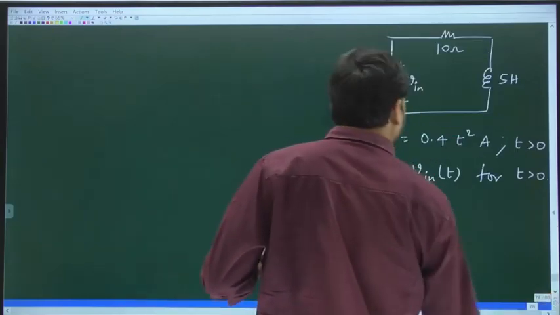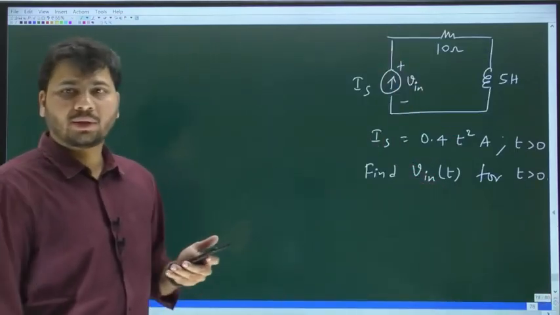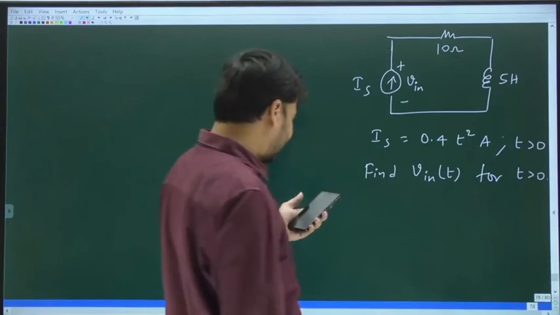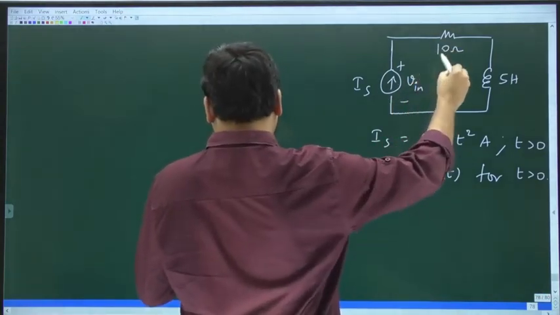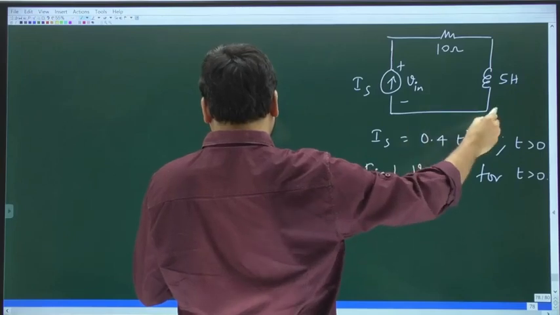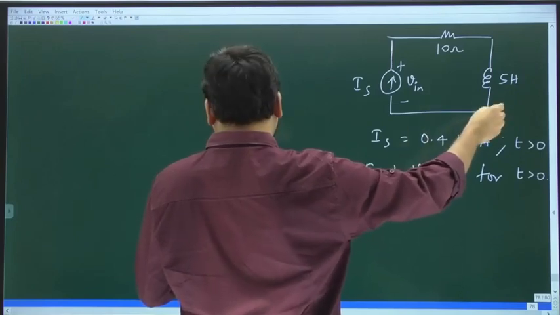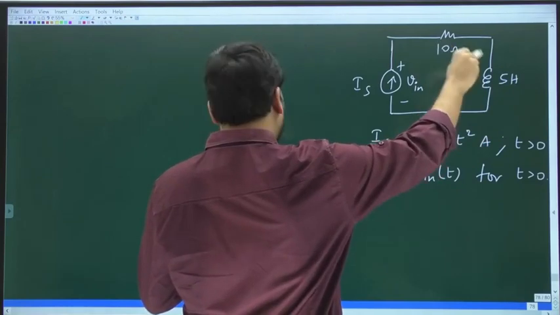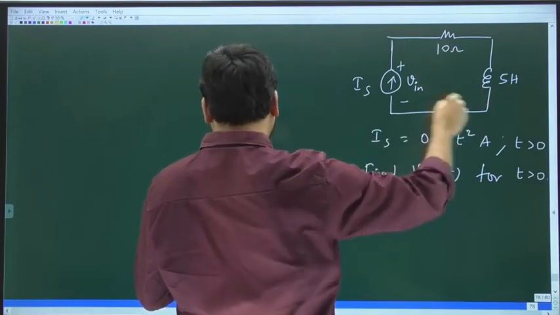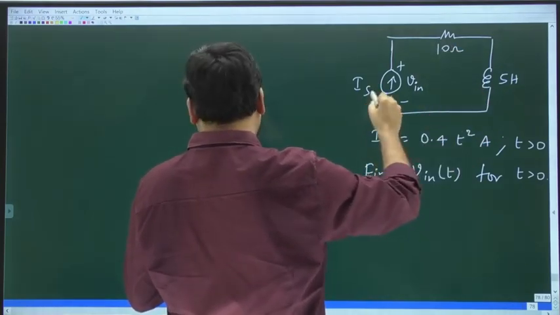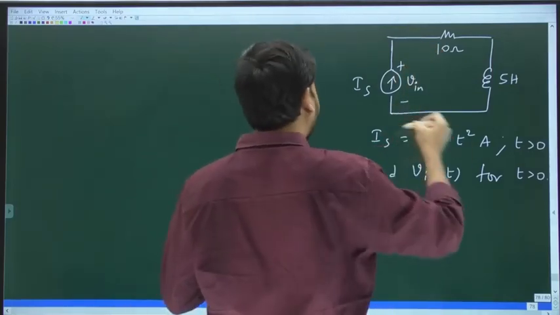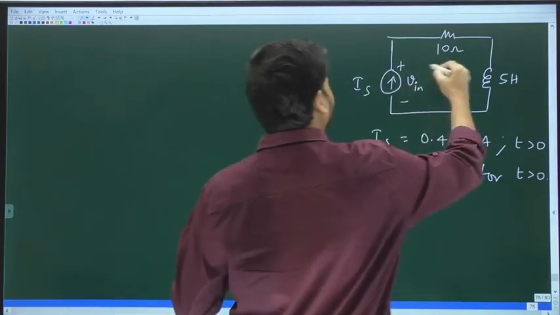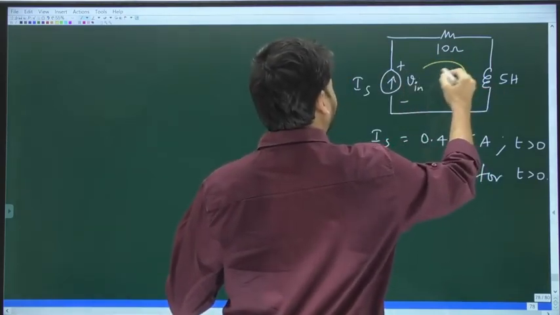Well, look at the next circuit. This circuit contains a resistor whose value is 10 ohms and an inductor whose value is 5 henry. Both are in series, connected across a current source. Is it not a single loop circuit? And in a single loop circuit, the current will be the same for all the elements.